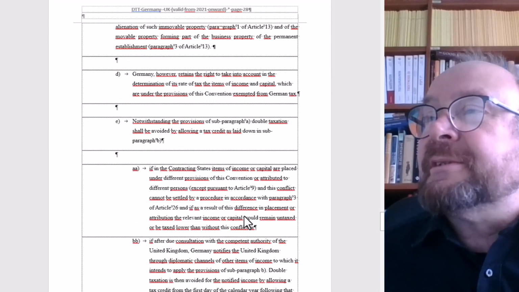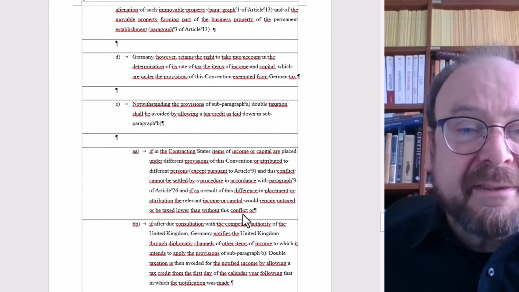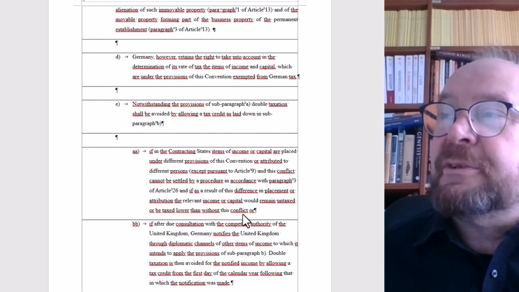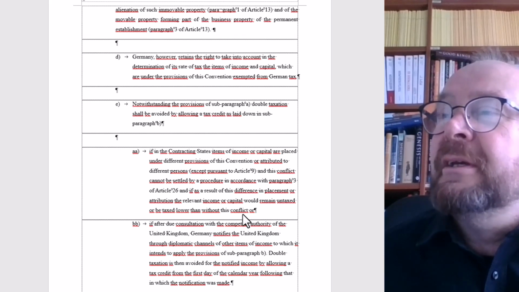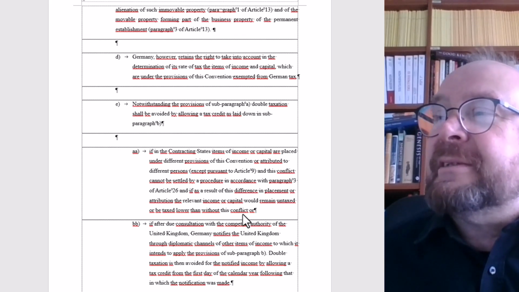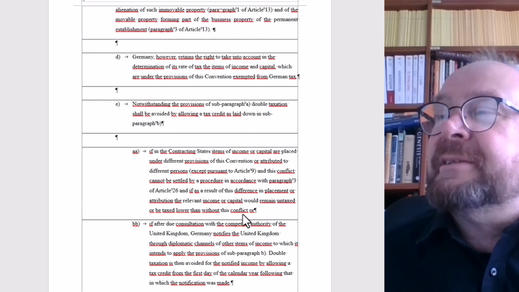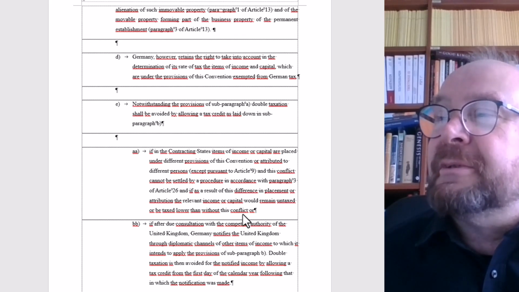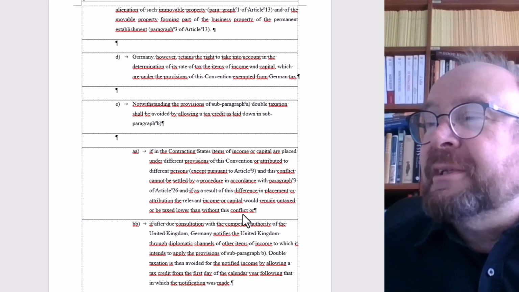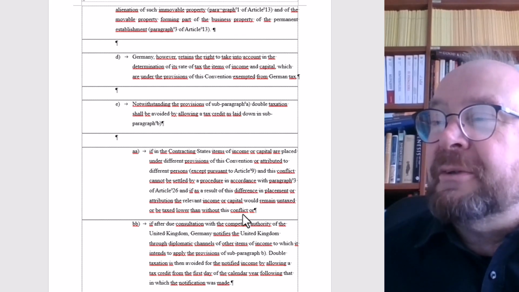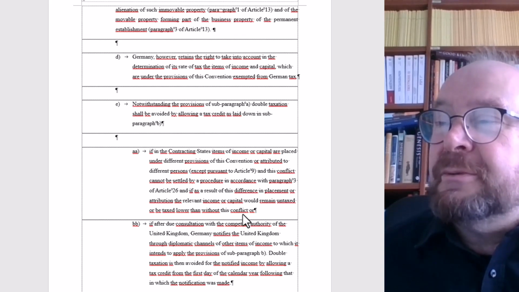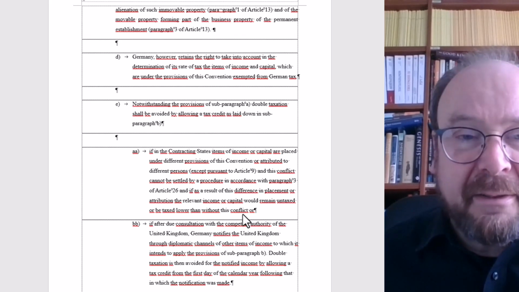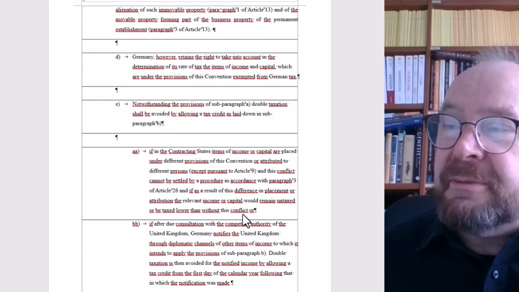However, then we have an E clause, letter E. In contrast to the provisions of subparagraph A, notwithstanding the provisions, double taxation shall be avoided by allowing a tax credit as laid down in subparagraph B. If the contracting state's items of income or capital are placed under different provisions of this convention or attributed to different persons, and this is a conflict, or if after due consultation with the competent authorities of the UK, Germany notifies the UK that it wants to apply the provisions of subparagraph B to other instances. So that would be a so-called switch-over clause.